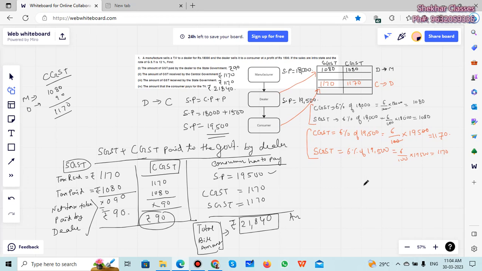The consumer is the end user. He is not going to pass it on to anybody else. So he will be consuming it. So he further will not be a part of that middleman chain here. So this is how we have to solve it, and these are the answers in it.